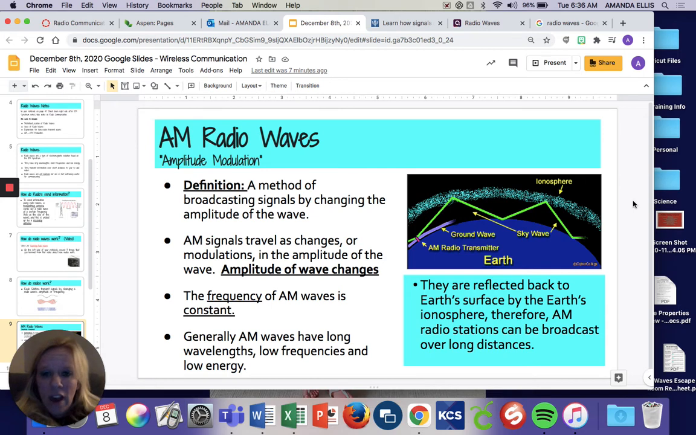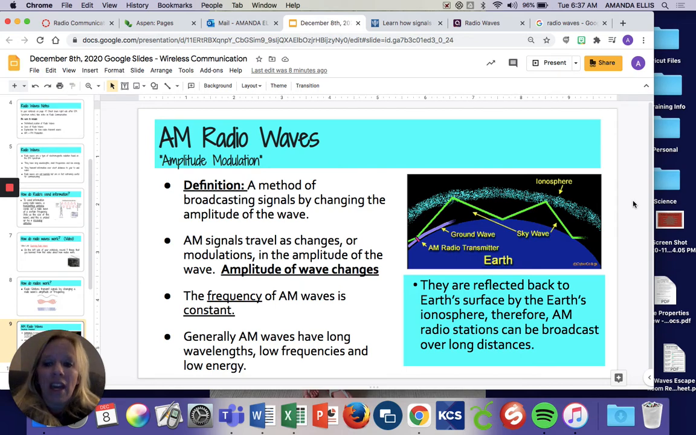So if you've ever played around on a radio, you know that it has an AM and an FM setting. AM radio waves stand for amplitude modulation. You will see those again, so make sure you know the name of that. The definition of AM radio waves is that it is a method of broadcasting signals that changes the amplitude of the wave. So it is a matter of changing the amplitude in order to broadcast the wave itself.